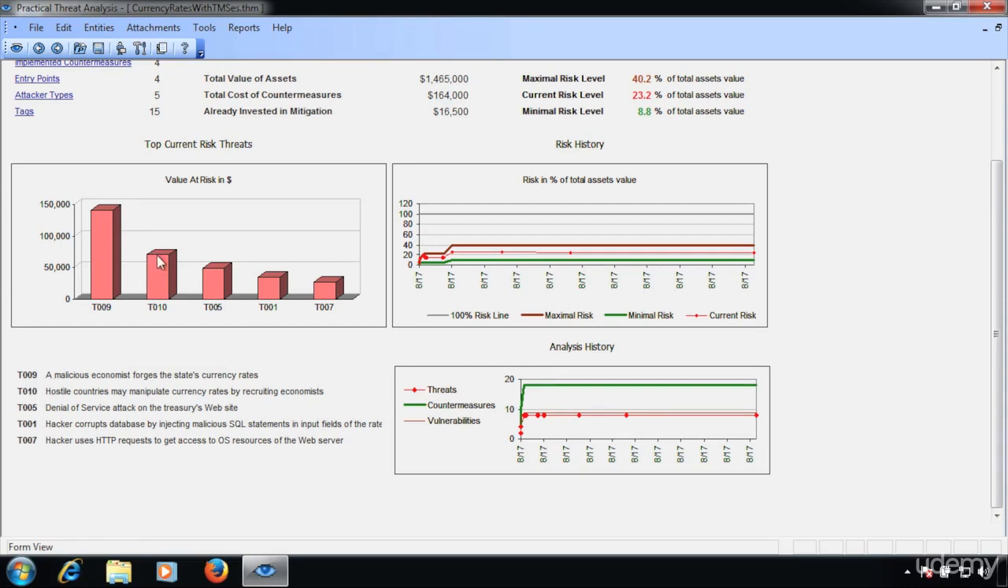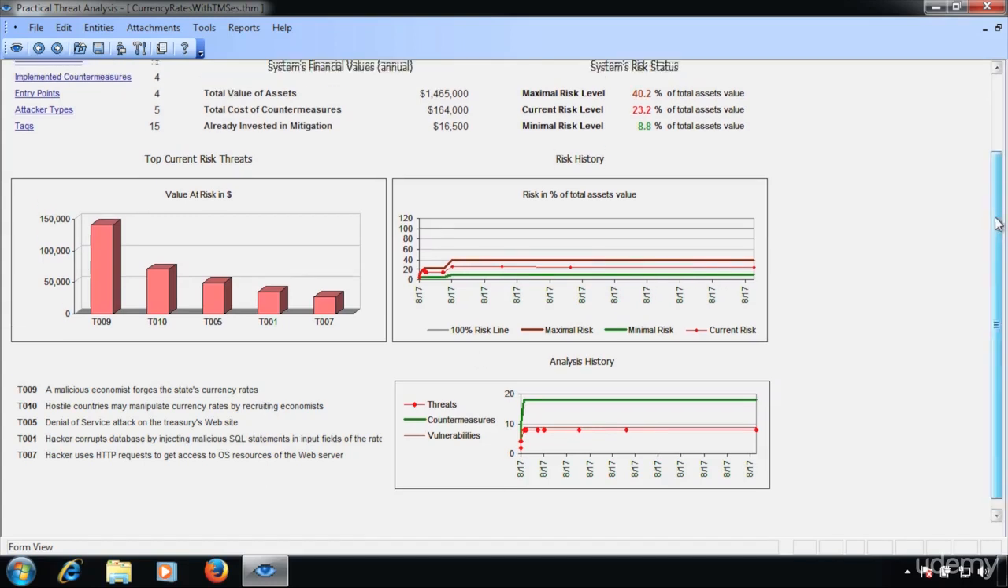We have threat 10, which might cost us between $50,000 and $100,000. I can say this is kind of 60 or 70,000. And we have threat 5, which is a denial of service attack that might cost us around $50,000, and so on. So these are the top 5 risks which are threatening our system based on this analysis. Here's a chart for the history. It's a percentage, and here's the analysis history for the threats, the countermeasures, and vulnerabilities. If you wish to see more details, you can.